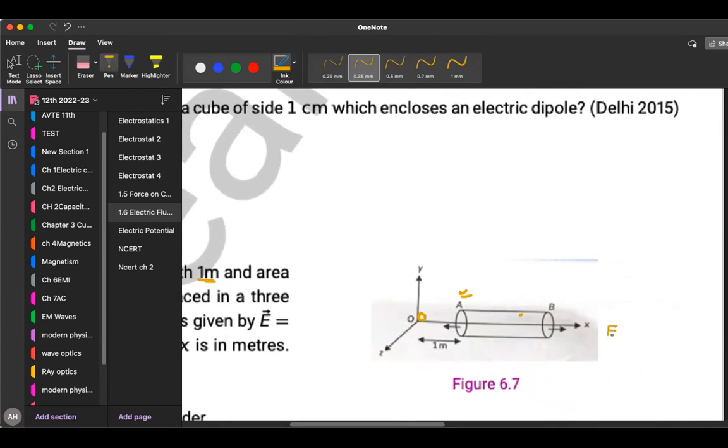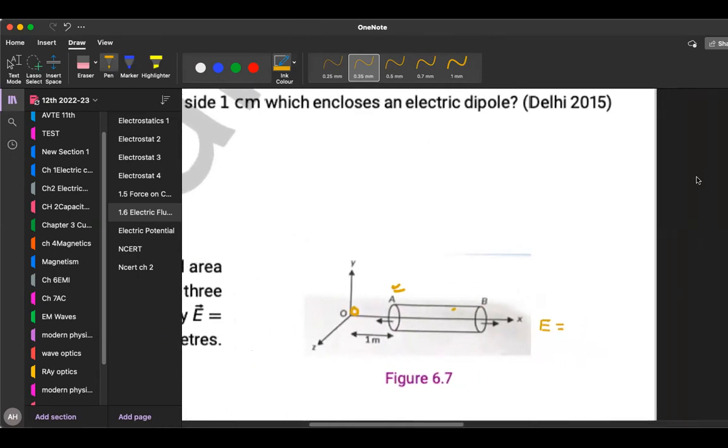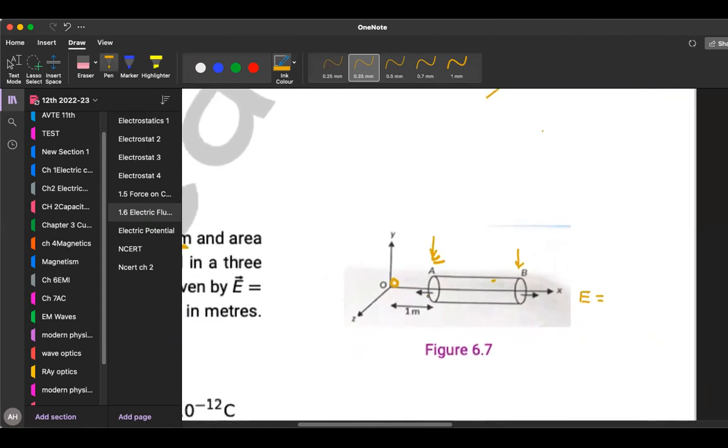So the electric field is 50 x i cap. So you have to calculate the value of electric field here. Then you will calculate the value of electric field here. Then you will calculate flux through the entire surface. If you have a cylinder, then to calculate flux through the cylinder, we divide the cylinder into three categories. First end, this is end one. Second end, that's end two. And this is the curved surface.